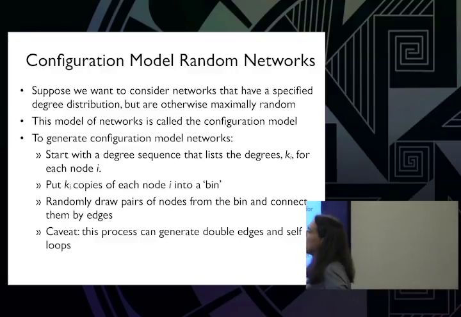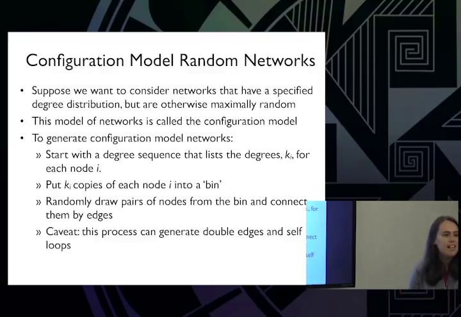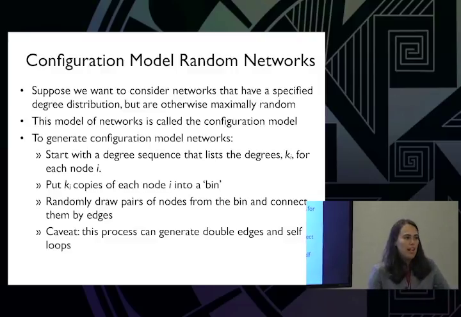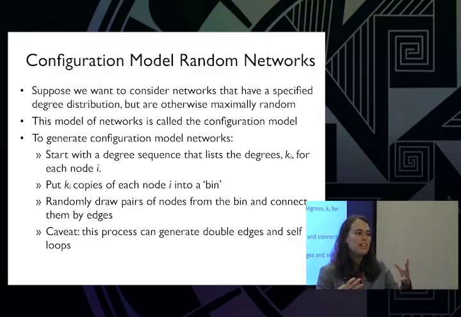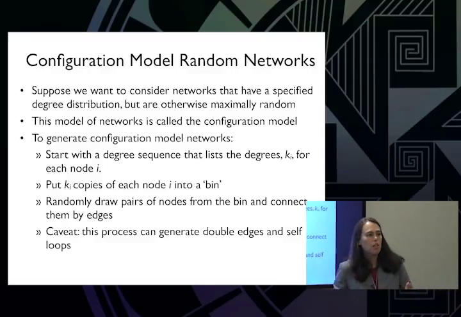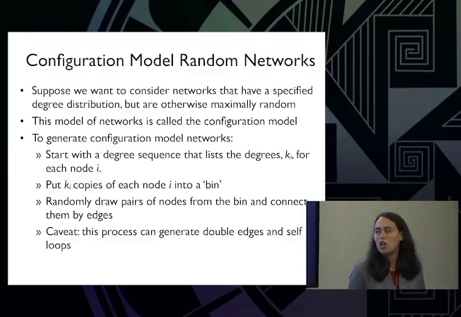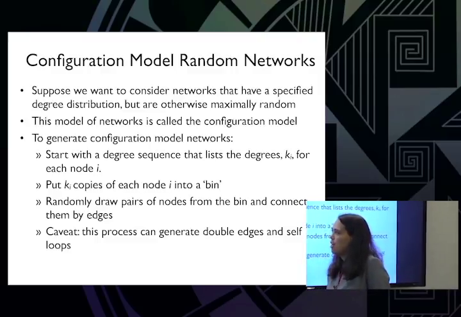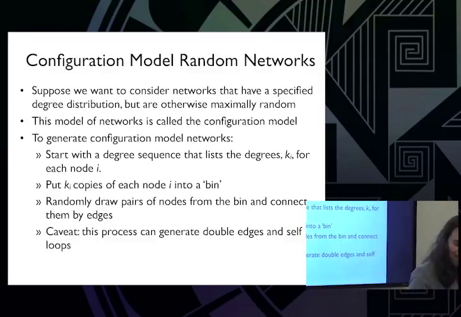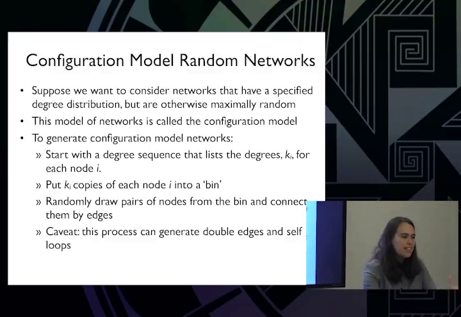So suppose we want to consider a network that has this specified degree distribution, the exact same as the data that we're looking at, but is otherwise random. If I have this network, I can ask how much of the features that I see in my data are really just coming from the degree distribution, and how much of it is from other higher order structure. That's where I need this randomization, which is called the configuration model. It's not too hard to generate, although there are some caveats. To generate these networks, I have a degree sequence that lists the degree k sub i for each node i. I get this from my data.